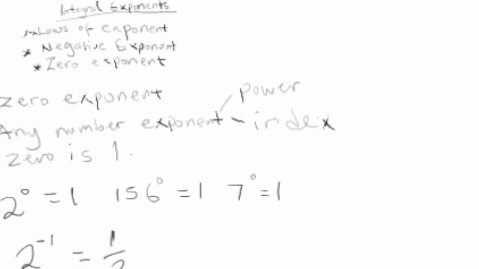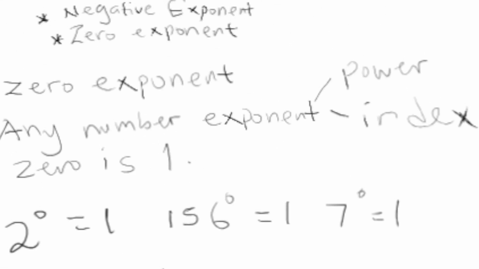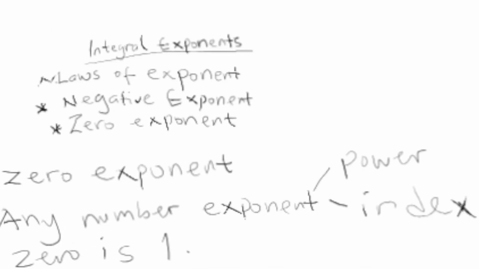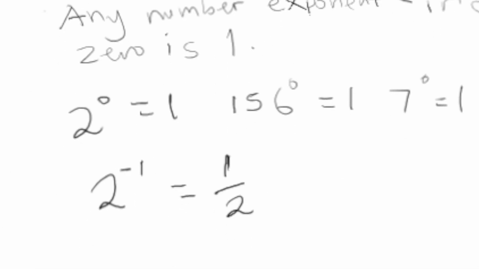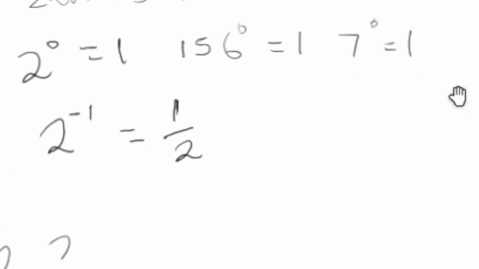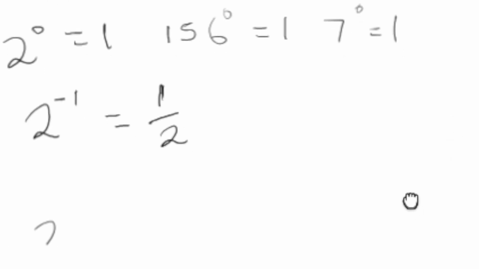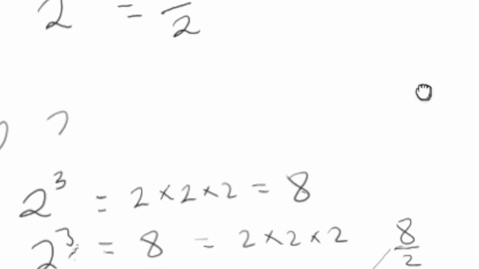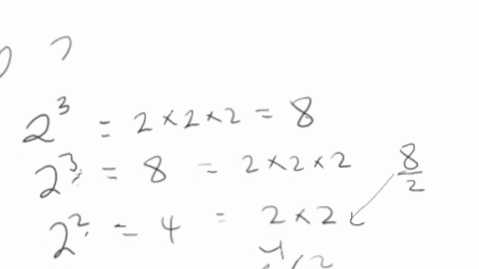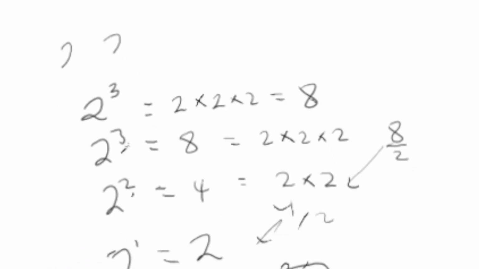we started with integral exponent. And then we talked of zero exponent, that any number exponent zero is 1. We talked of negative exponent, that the negative exponent of a number is 1 over the positive exponent of that same number. And then we worked some examples.